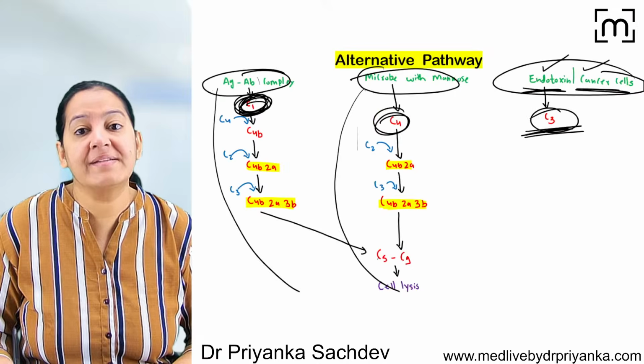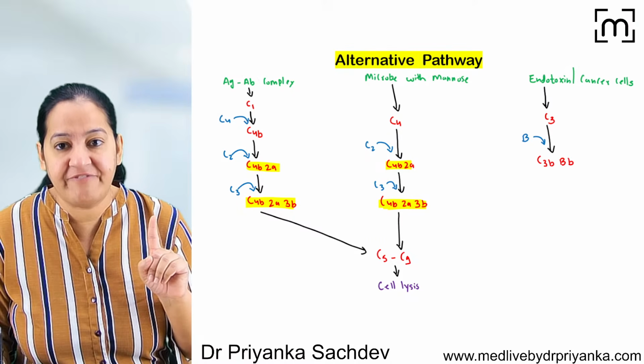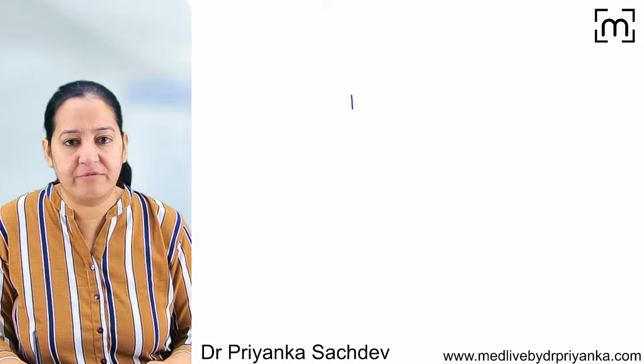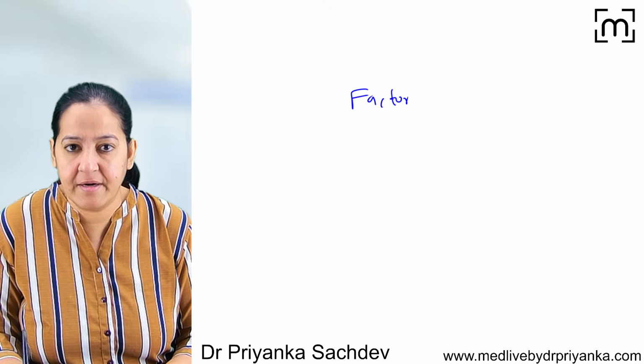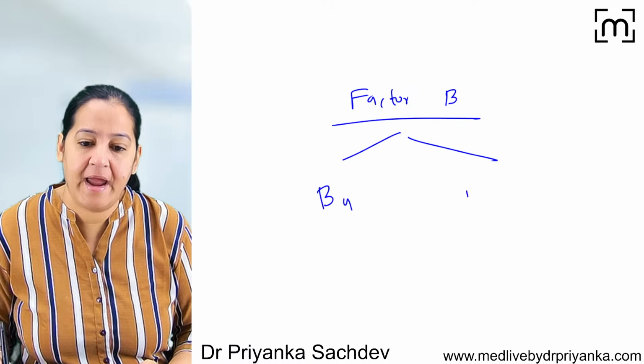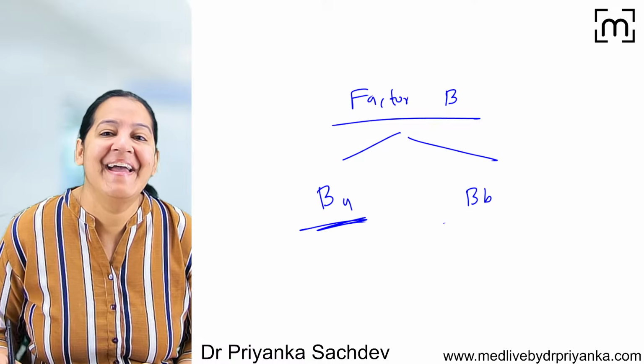I got it. Okay, what is the next? After C3, what is the next step? After C3, in the blood, there's a factor known as B, factor B. It's a component of the family of the complement. Factor B will split into two components, BA and BB.